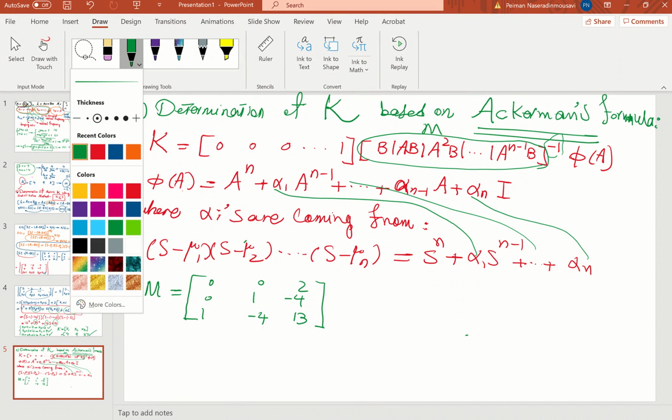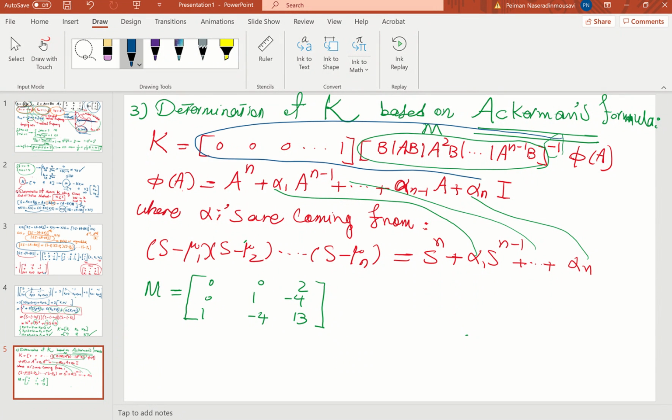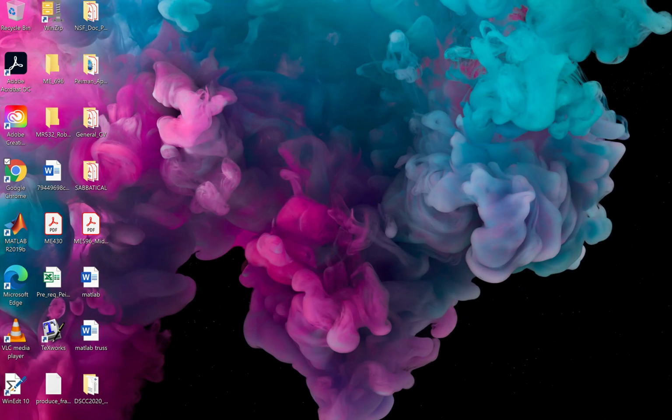That's right. So having that, I'm going to calculate this part first. Look here, guys. For this problem, it's going to be this third order system, 0, 0, 1, times the inverse of 0, 0, 2, 0, 1, minus 4, 1, minus 4, 13. If you do that, let me do it with MATLAB, because you're going to ask how.